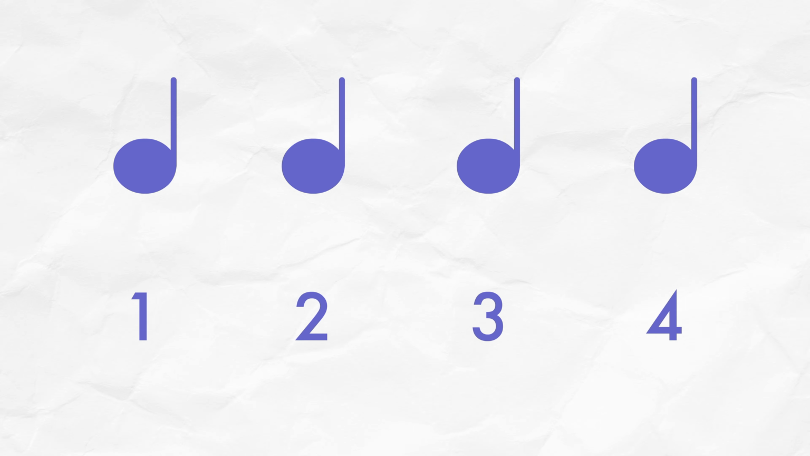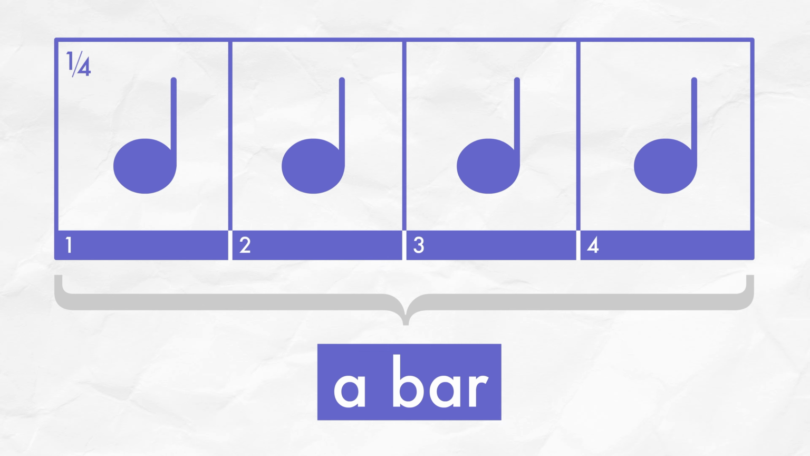This is a quarter note. It's the most common note value we use when keeping rhythm. Check this. 1, 2, 3, 4. 1, 2, 3, 4. Every beat is a quarter note, and there's 4 of them in this bar.